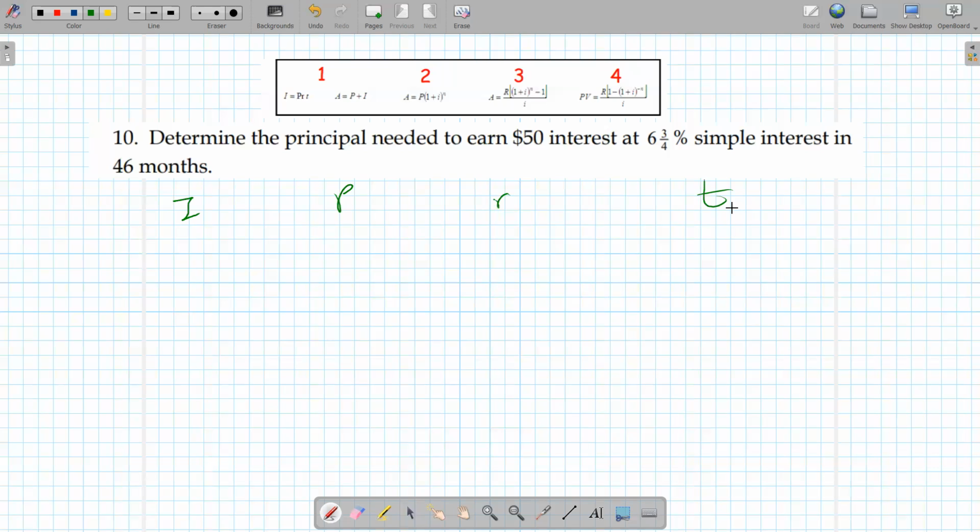I is 50. P is the unknown. Do I have to convert the rate to a decimal? Yeah, always convert percent into decimal. What's 6 3/4, mixed fraction, into a decimal?